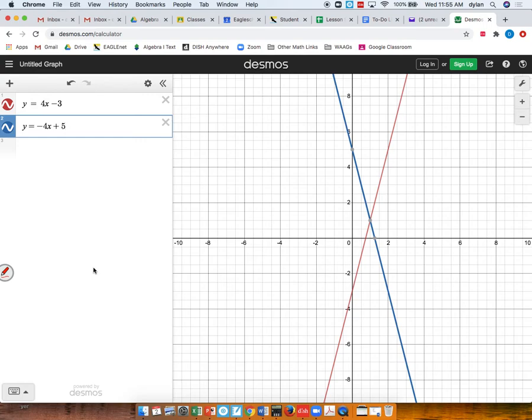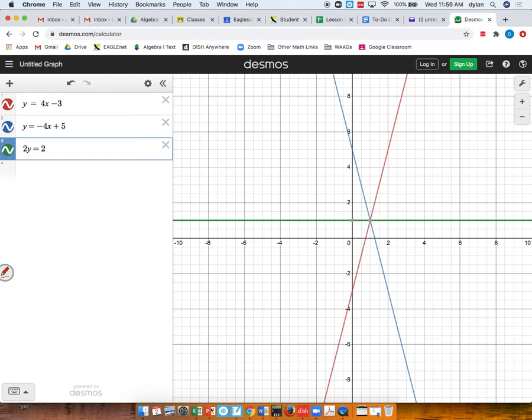All right, so I'm going to start by adding the two equations together. And if I add the two equations together, I end up with 2y on the left side equals, and the x terms cancel out, so we end up with 2y equals 2. And if you notice, that results in a horizontal line that goes through the point of intersection.